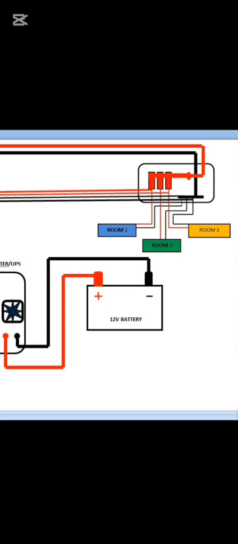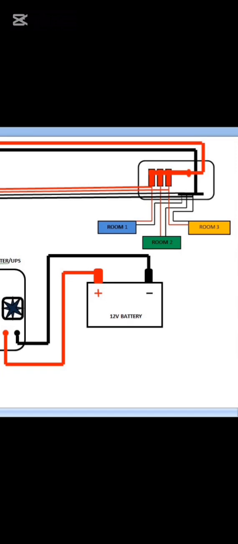It is also known as the bus bar distribution box, because it is the box that distributes the power from the source, that's the meter, to every apartment or every room in that building. As you can see, we have room 1, room 2, and room 3.